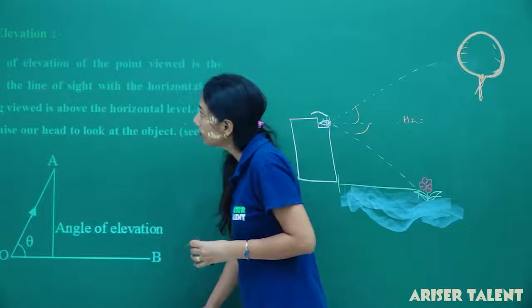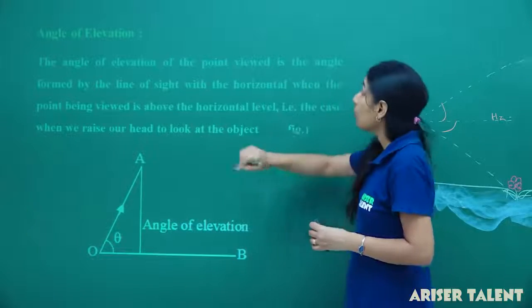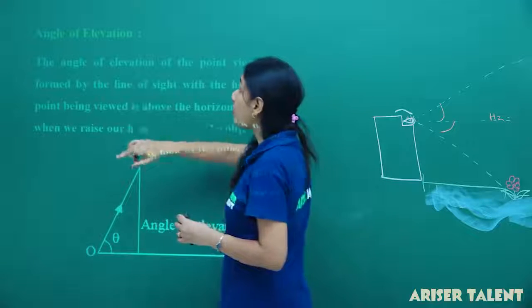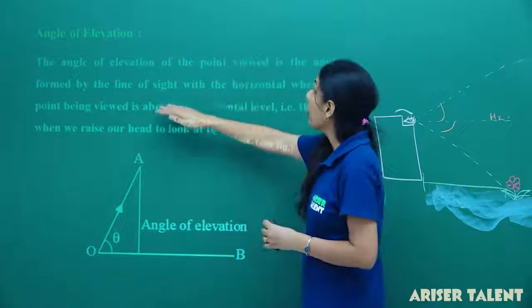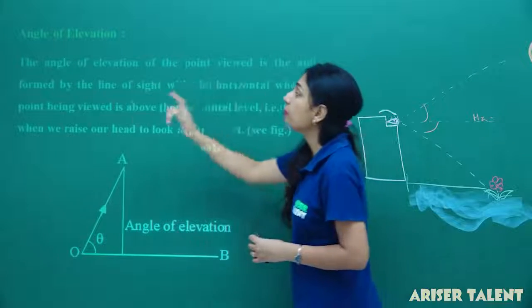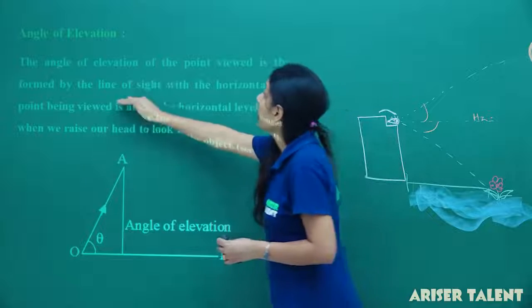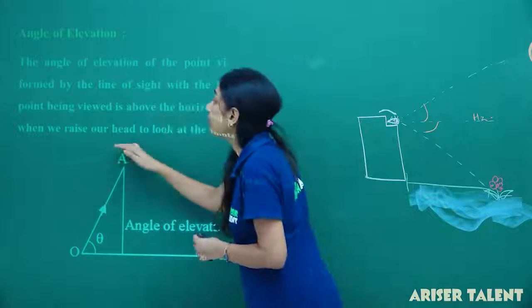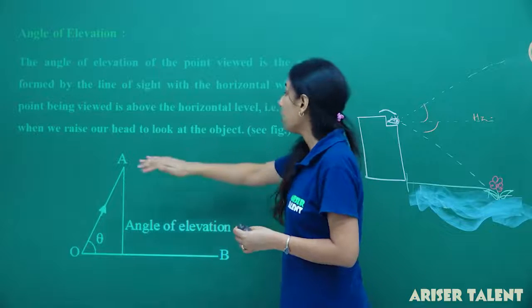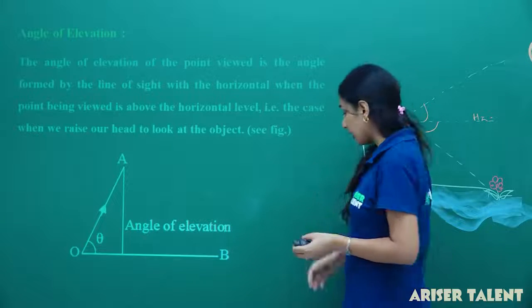So here, the angle of elevation of the point viewed is the angle formed by the line of sight with the horizon when the point being viewed is above the horizontal level. That is the case where we raise our head to look at the object. If I have to look at this.